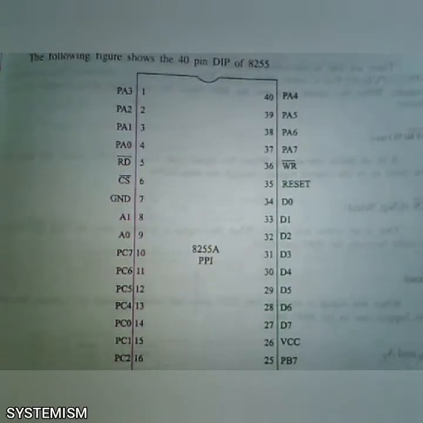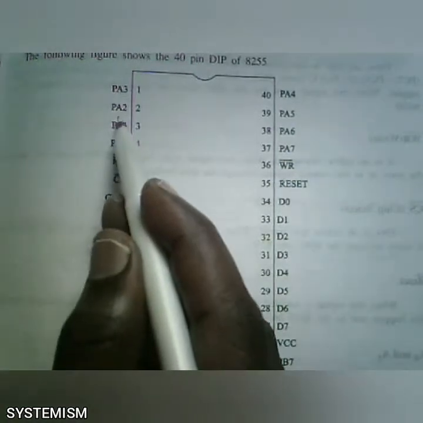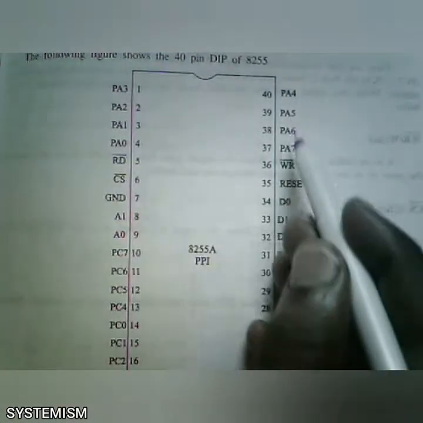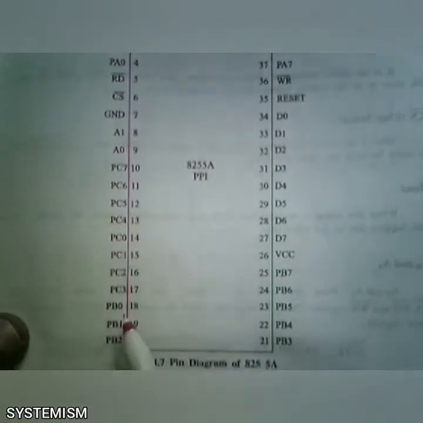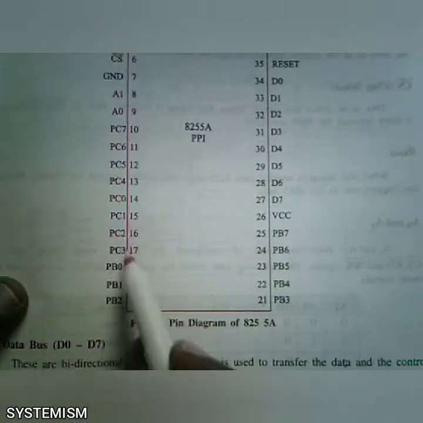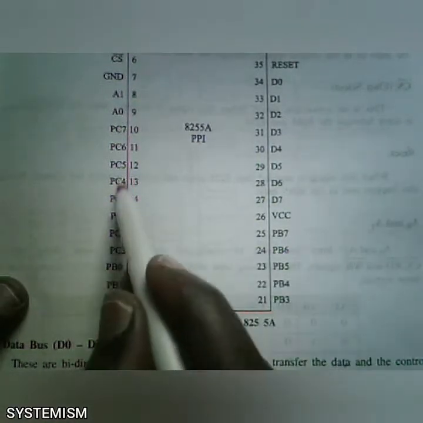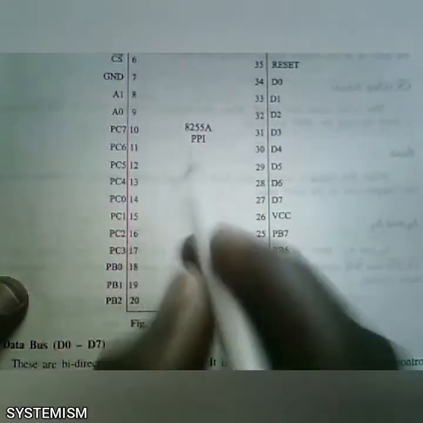So in this pin diagram you can see many ports. See here, port A0, A1, A2, A3, A4, A5, A6, A7. See here you have port B0, B1, B2, B3, B4. In the same manner PC0, PC1, C2, C3, C4, C5, C6, C7, isn't it? So this BSR mode is only for these pins.